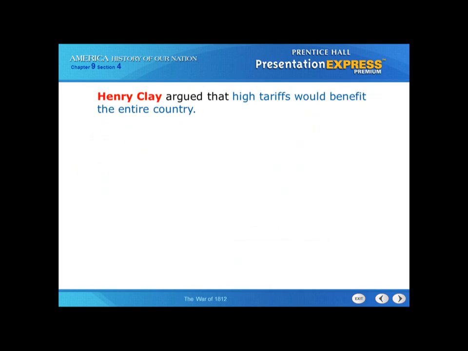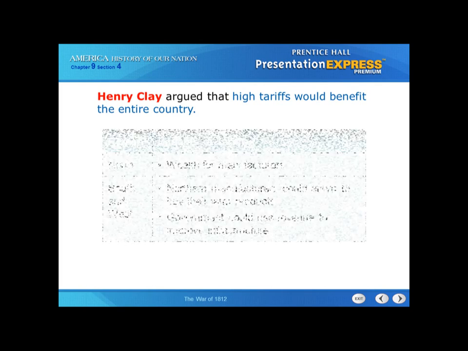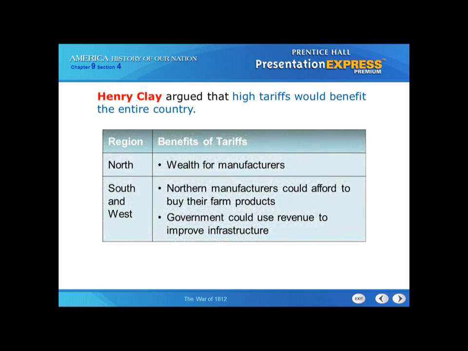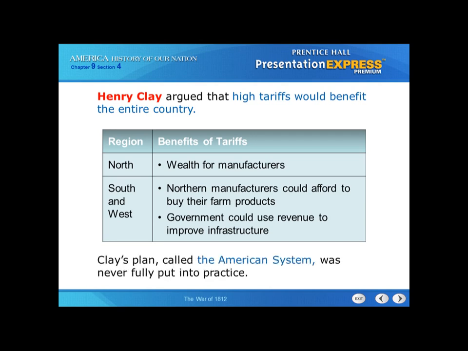Henry Clay argued that high tariffs would benefit the entire country. Remember, he's thinking for the North. He was saying that this would be wealth for manufacturers, and his belief was the South and West, the northern manufacturers could afford to buy their farm products, and the government could use revenue to improve infrastructure. This was his reasoning. Clay's plan, called the American system, was never fully put into practice.